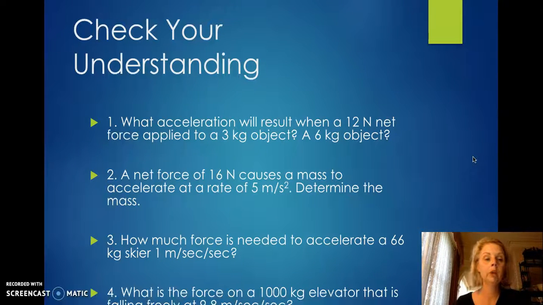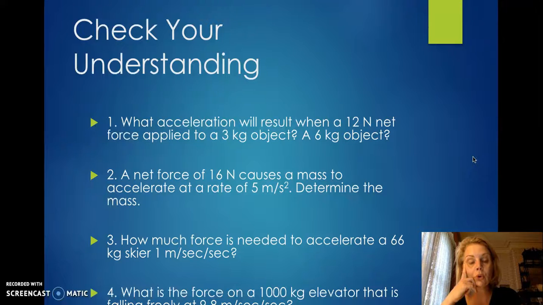It's 2. Okay. A net force of 16 newtons causes a mass to accelerate at a rate of 5 meters per second squared. Determine the mass. You've got to use your calculator here. I'm not bringing up a calculator. It's 16 divided by 5, and then you get your answer. It doesn't have to be a whole number.